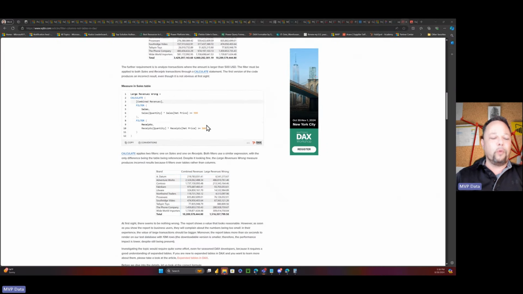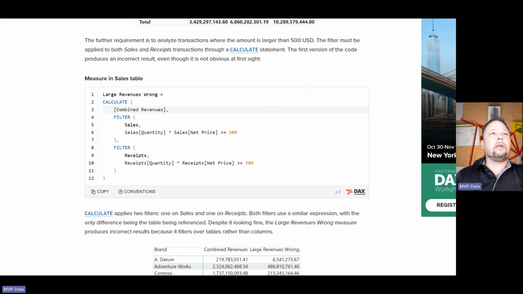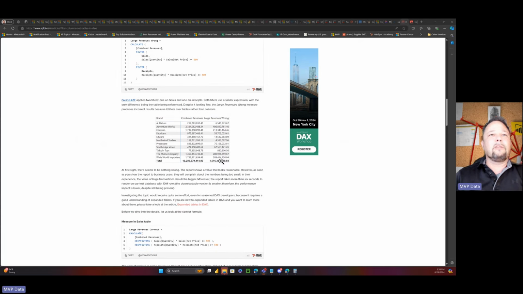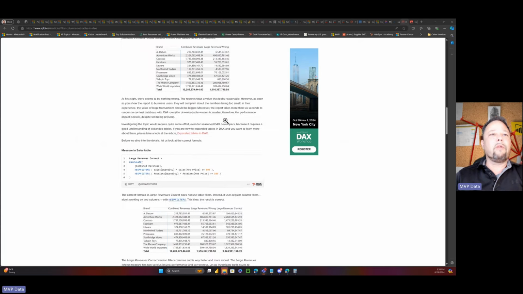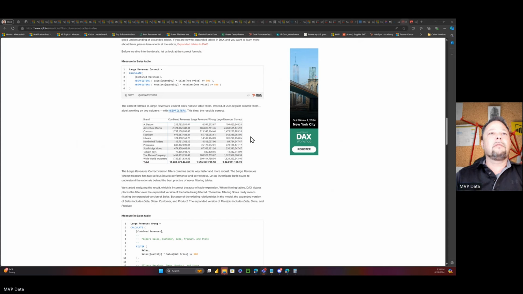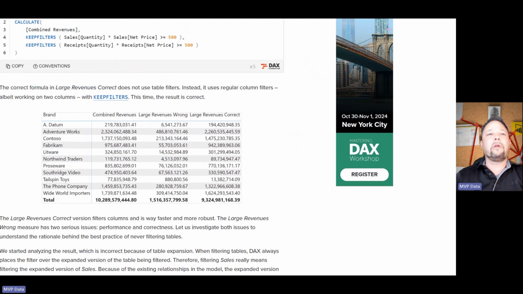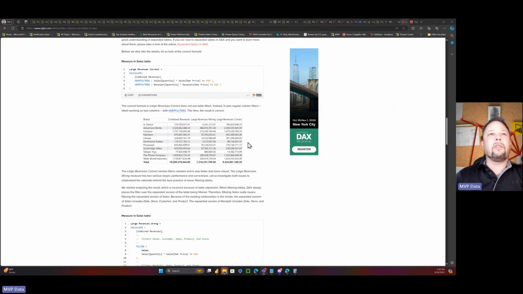And they have a pretty reasonable looking CALCULATE in their combined revenue measure, where they filter their Sales table for greater than or equal to 500 and Receipts for greater than or equal to 500. And they get the wrong answer, right? So the combined revenues should be the large revenues correct. In this case, they've got 9,324,000. I think this is on the large model, whereas I'm using a different model, the one from the PBIX file that they included.